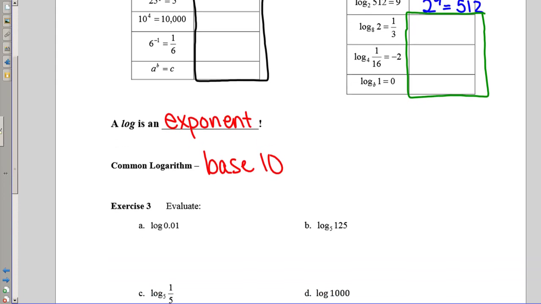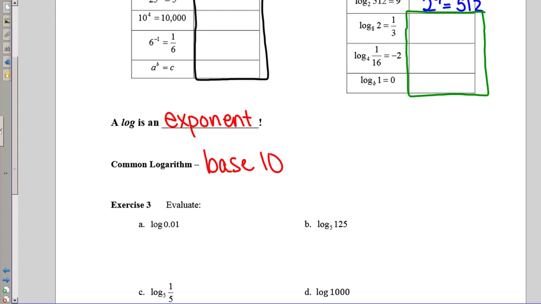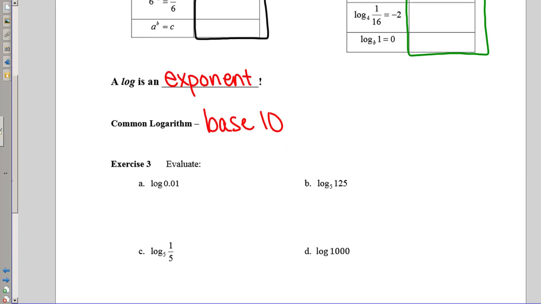And I did say there would be a portion of your assessment that would be non-calculator, which is important to know how to use some of the properties. Okay, so we'll try one example in exercise 3, and then I'll let you complete the rest of the examples in exercise 3. So if I have log where there's no base written, the base is implied to be 10.